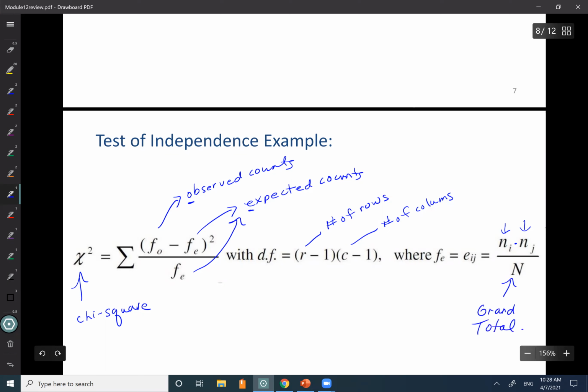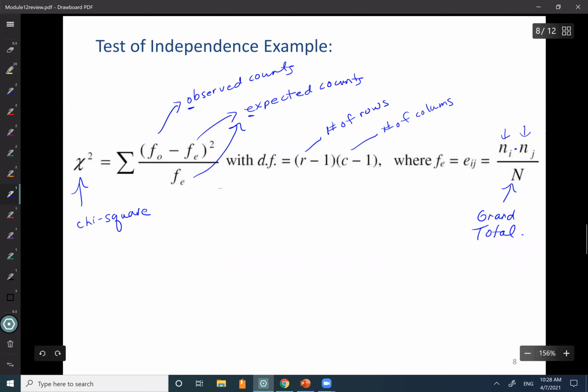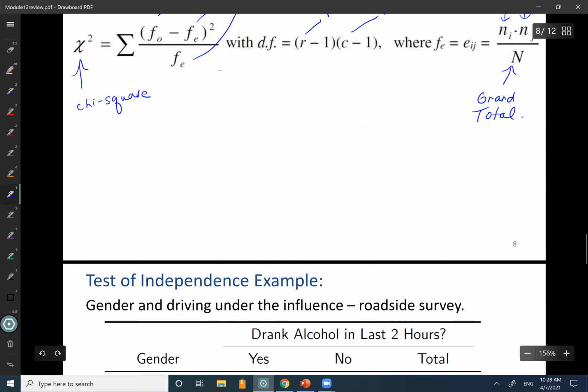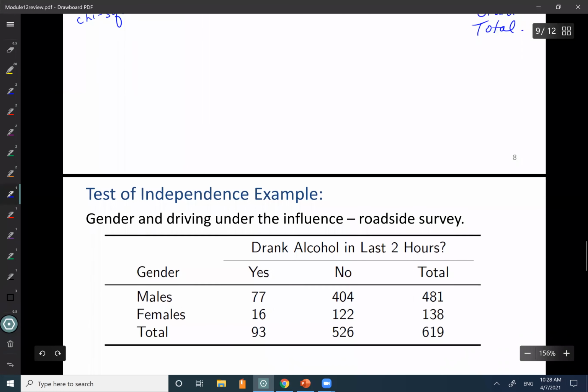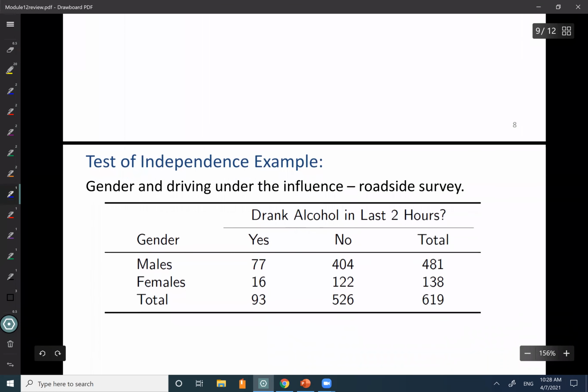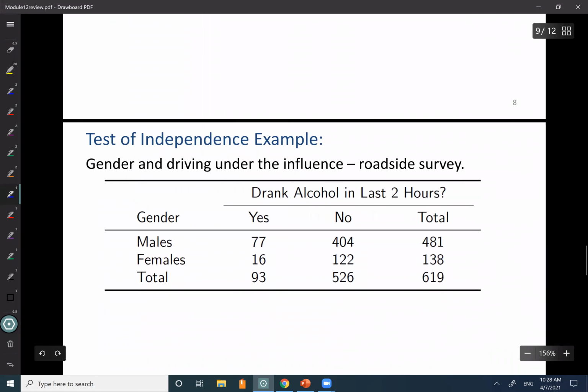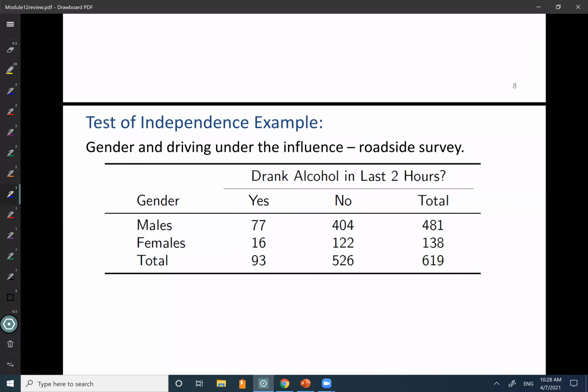That's n. So let's look at an example. Everyone with me so far? This is our last example, a test of independence. So we're going to use this formula. If you took Stats 1024, you might remember this. If you took it from me, you might remember this example.